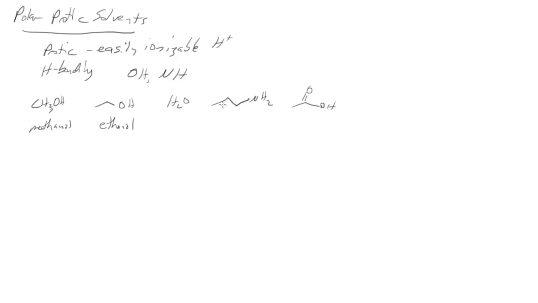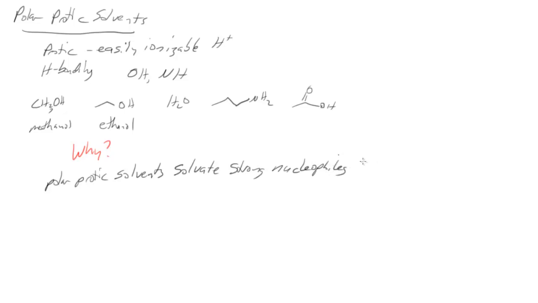Polar protic solvents are going to slow some of our reactions, and they're going to hinder our strong nucleophiles. Hopefully, you're wondering why. And the reason is that polar protic solvents solvate strong nucleophiles, turning them into weak nucleophiles. So they take a strong nucleophile and by solvation it can make it so that it's not a strong nucleophile anymore. So let's take an example. Let's take cyanide.